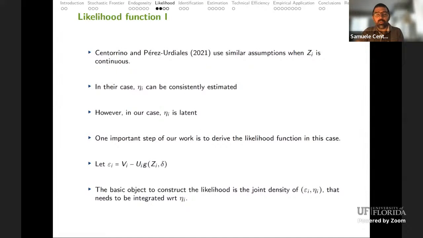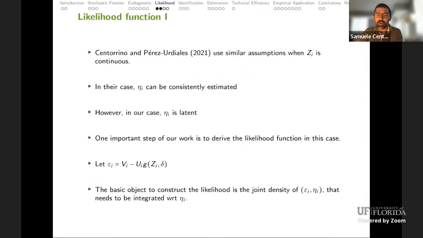One of the main issues here is a technical challenge, and I'm not going to go into the computations. In the paper I have with Maria Perez, which just came out in the Journal of Econometrics, we use a similar framework, but the treatment is continuous. In that case, you can think of eta as being observed, at least for identification purposes, so you write the likelihood using the conditional densities. Here you cannot do that because eta is latent.